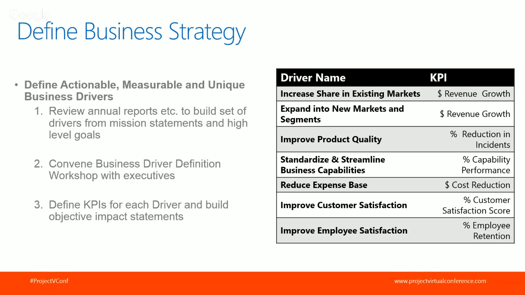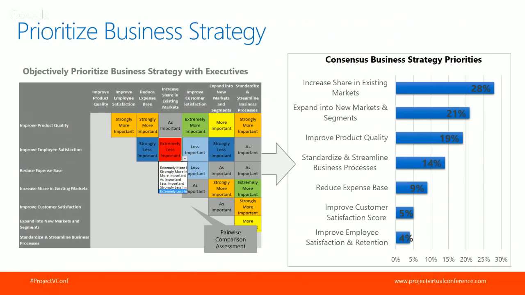So how do you define a good set of business drivers? Often you can build a draft set of business drivers by looking at annual reports and marketing material of an organization. You're then going to convene the executives to validate and define the business drivers and drive consensus around them, as well as using those measurable KPIs to define objective impact statements that are going to be used to assess a project's contribution against each one of the business drivers.